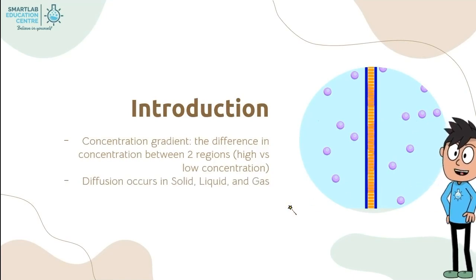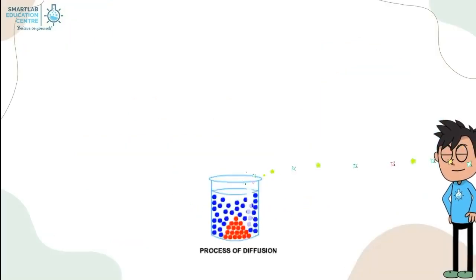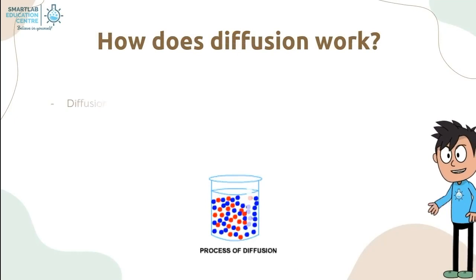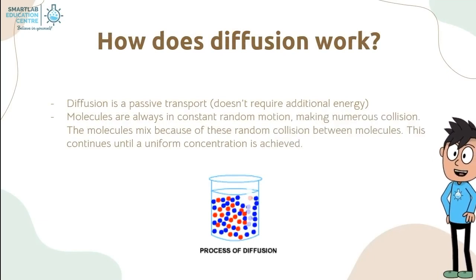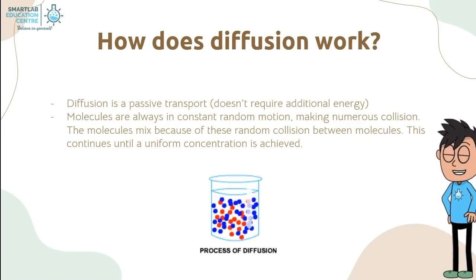Diffusion occurs in solid, liquid, and gas. How does diffusion work? Diffusion is a passive transport, therefore it does not require additional energy. Molecules are always in constant random motion, making numerous collisions. The molecules mix because of these random collisions between molecules. This continues until a uniform concentration is achieved.